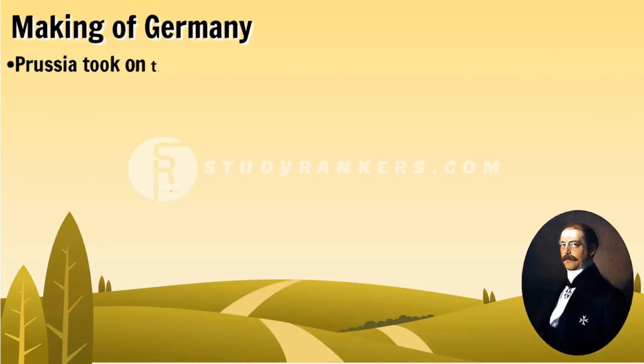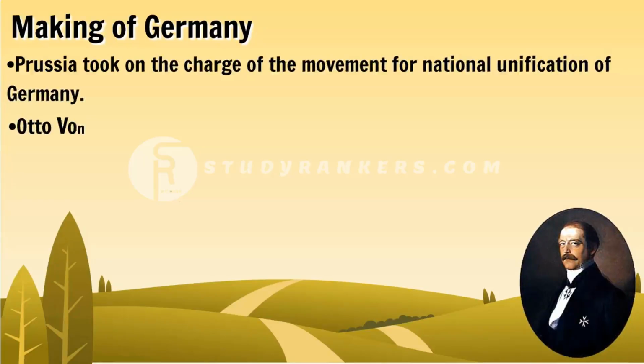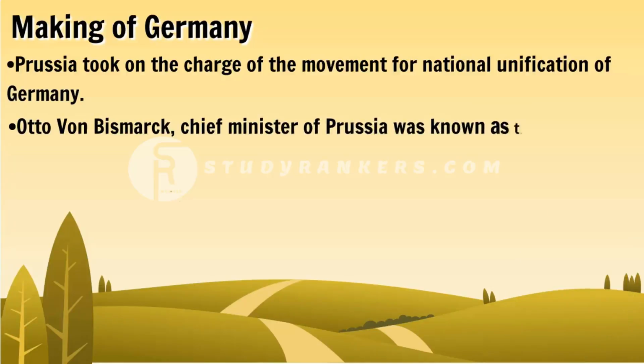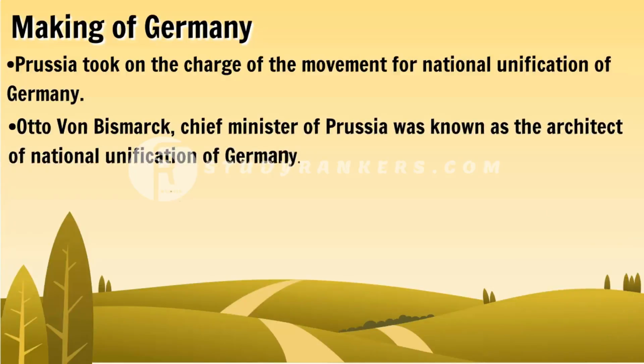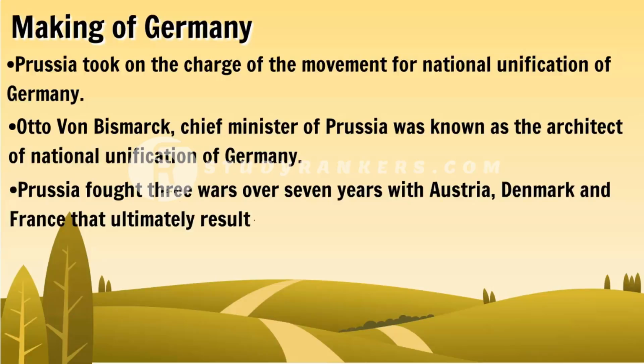After this, Prussia took on the charge of the movement for national unification of Germany. Otto von Bismarck, who was the chief minister of Prussia, was known as the architect of the national unification of Germany. How did he do this unification? With the help of the Prussian army and bureaucracy. Prussia fought 3 wars over 7 years with Austria, Denmark, and France that ultimately resulted in the victory of Prussia, and thus the unification of Germany was completed.